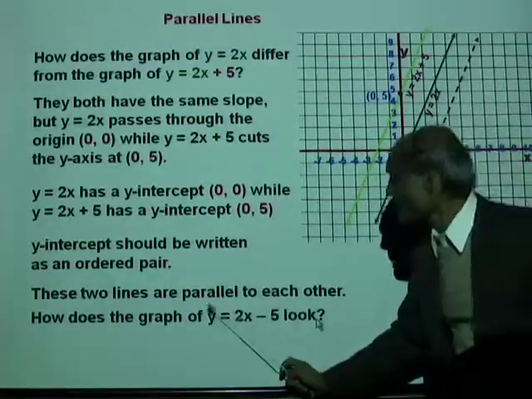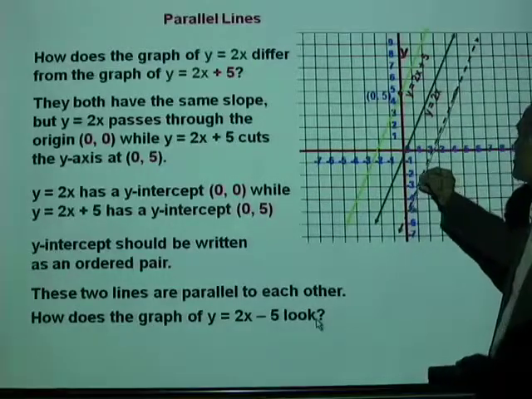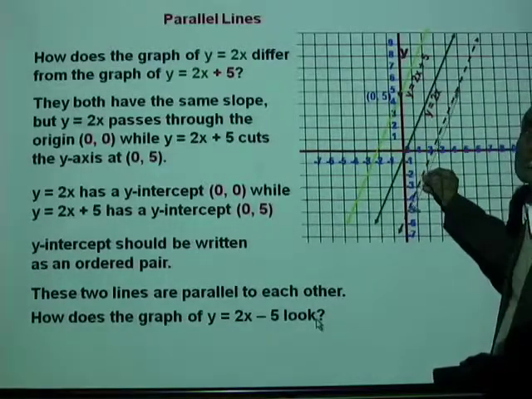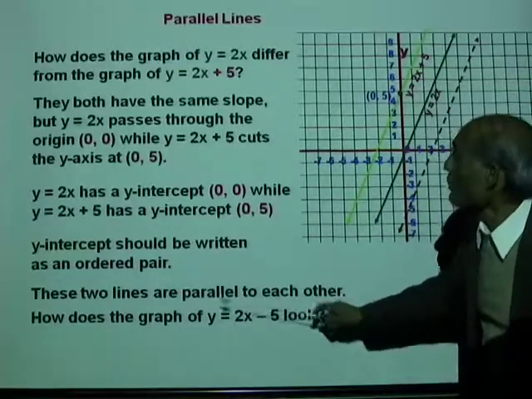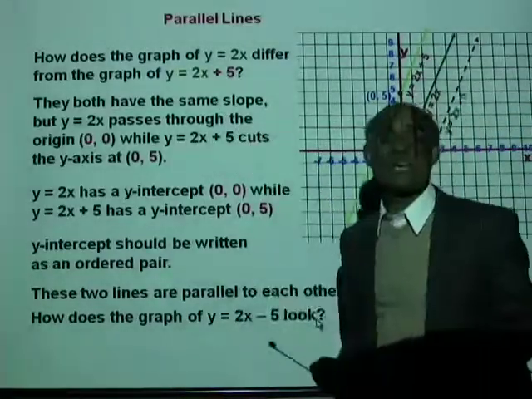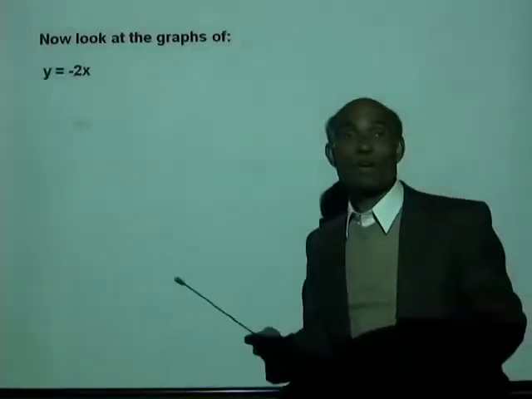And how does the graph of y equal to 2x minus 5 look? This is the graph of y equal to 2x minus 5. They're all parallel. That means they all have the same slope. That is the characteristic of parallel lines.